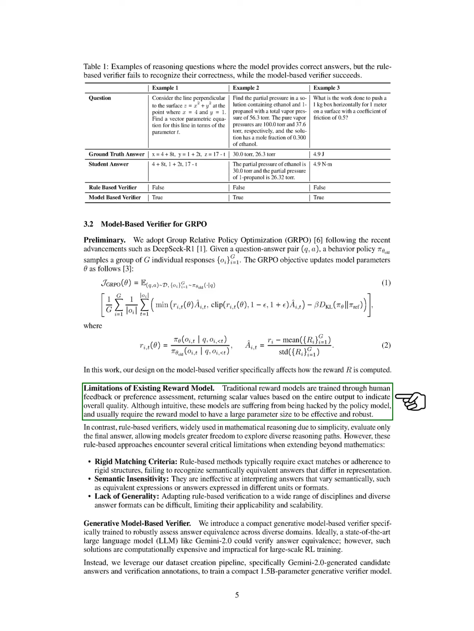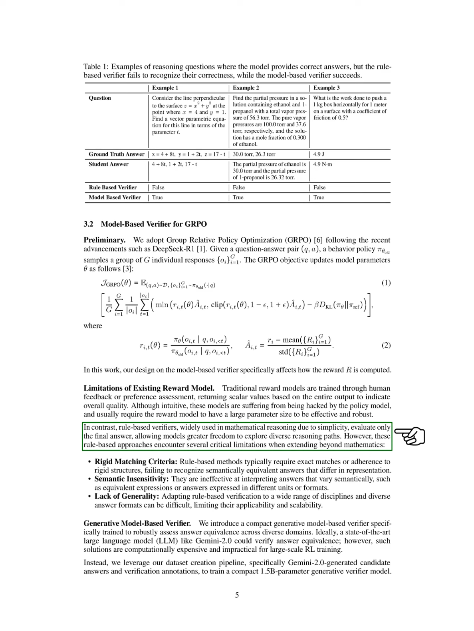We identify limitations in existing reward models, which typically rely on human feedback to return scalar values that indicate overall quality. While this approach seems straightforward, it can be manipulated by the policy model and often requires a large parameter size to be effective. In contrast, rule-based verifiers, commonly used in mathematical reasoning, evaluate only the final answer, allowing for more exploration of diverse reasoning paths.